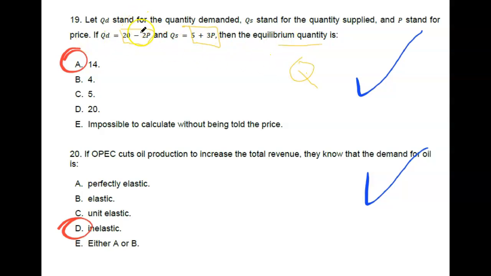Once you get P as 3, they want Q. So in any equation, substitute 3 in P. So 20 minus 2 times 3, which is 6. 20 minus 6 is 14. So that's how you get it. So that's A.